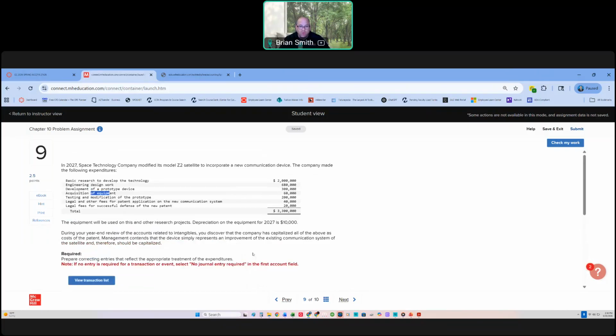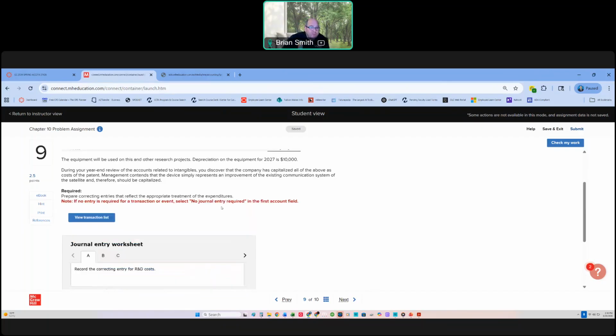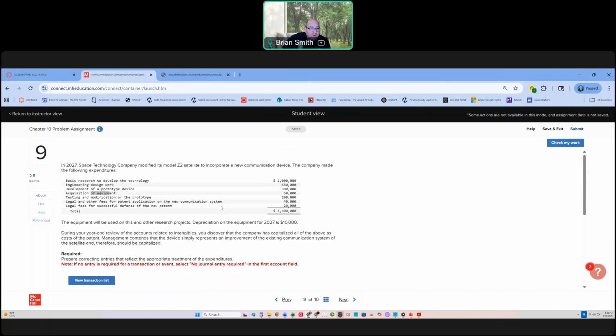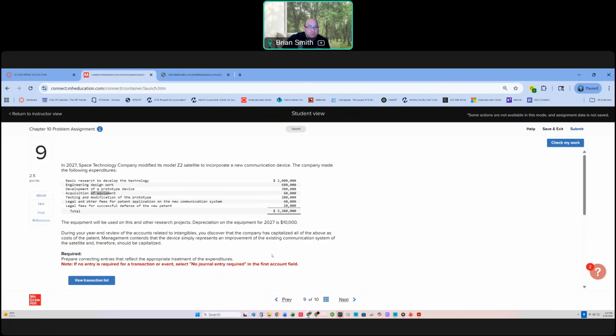Okay, so what we need to do is, they capitalized this, so we're going to need a journal entry that will reflect it being an R&D expense. Let's go ahead and debit R&D expense. What is it? Is it a patent? Really wish they would tell us what type of asset it was. Oh, patent, there it is. So we're going to move stuff out of patent into R&D. What does this include?